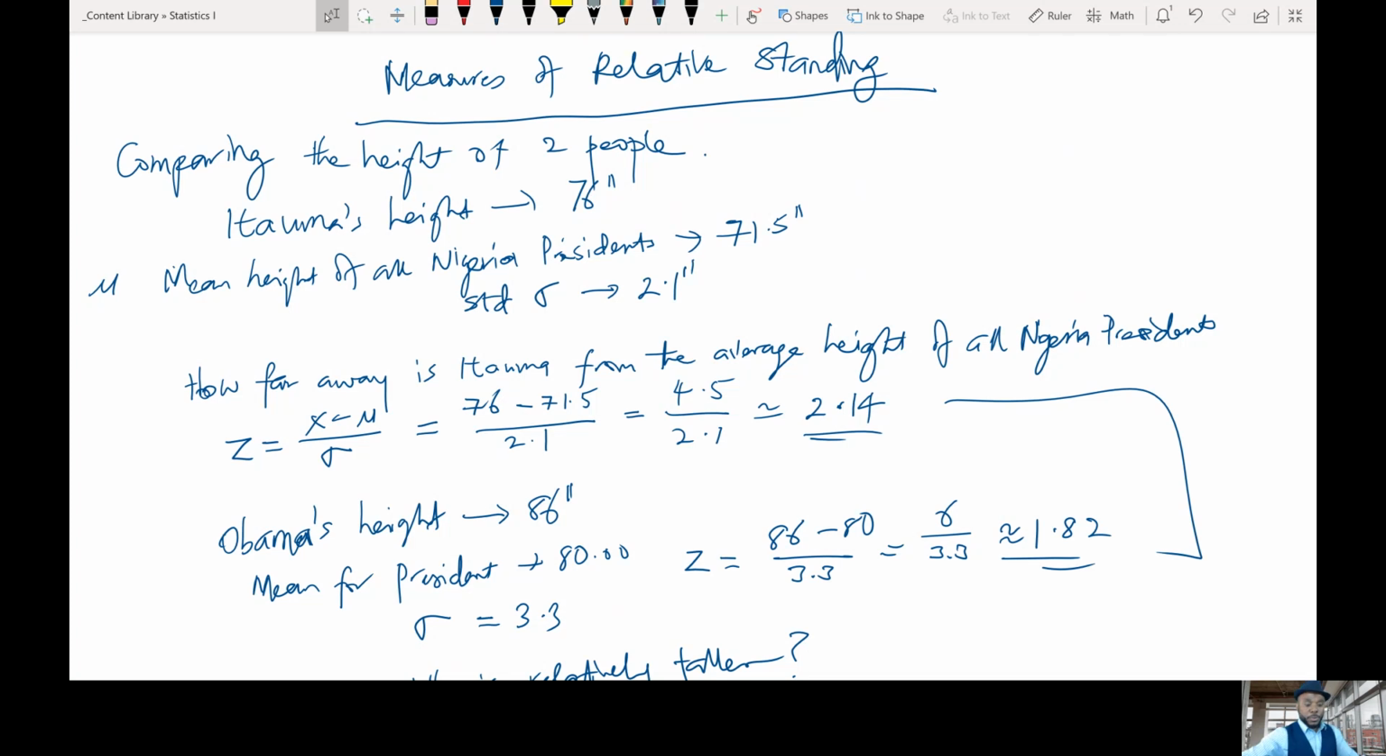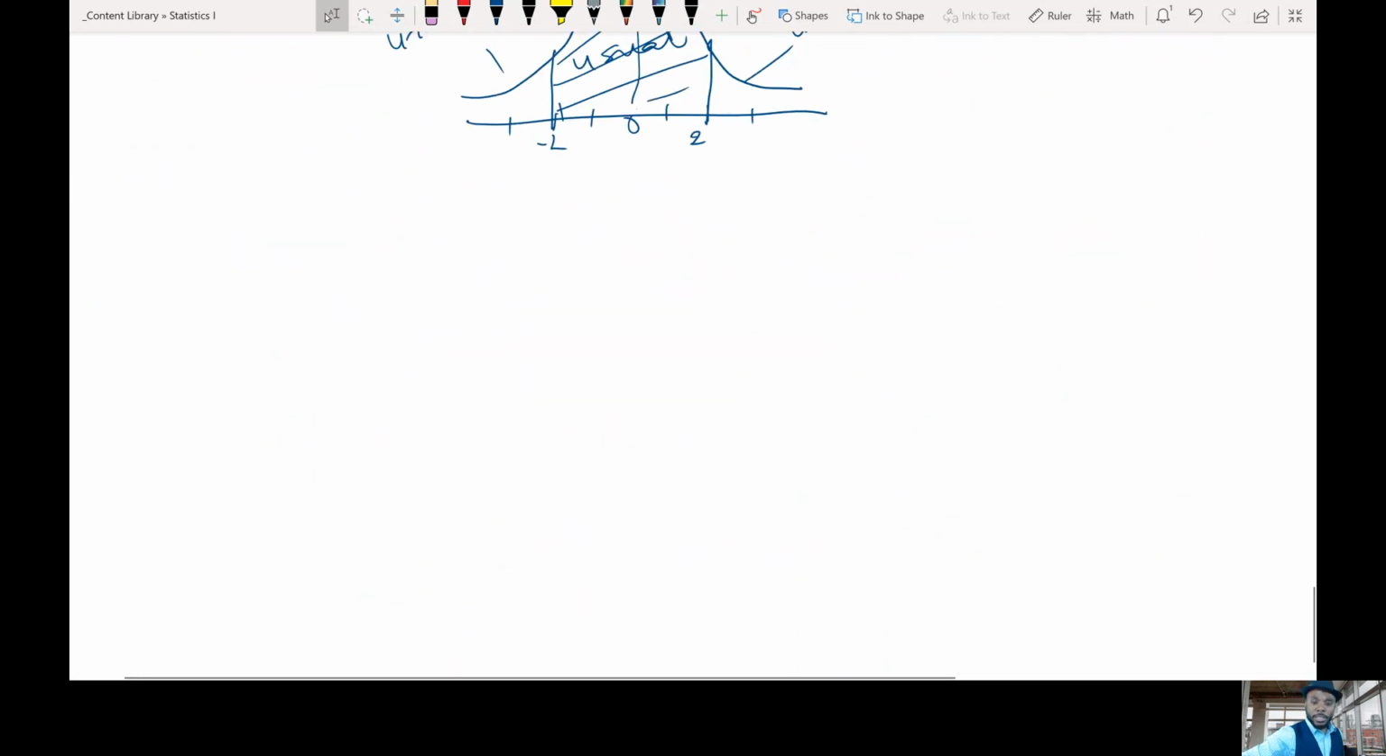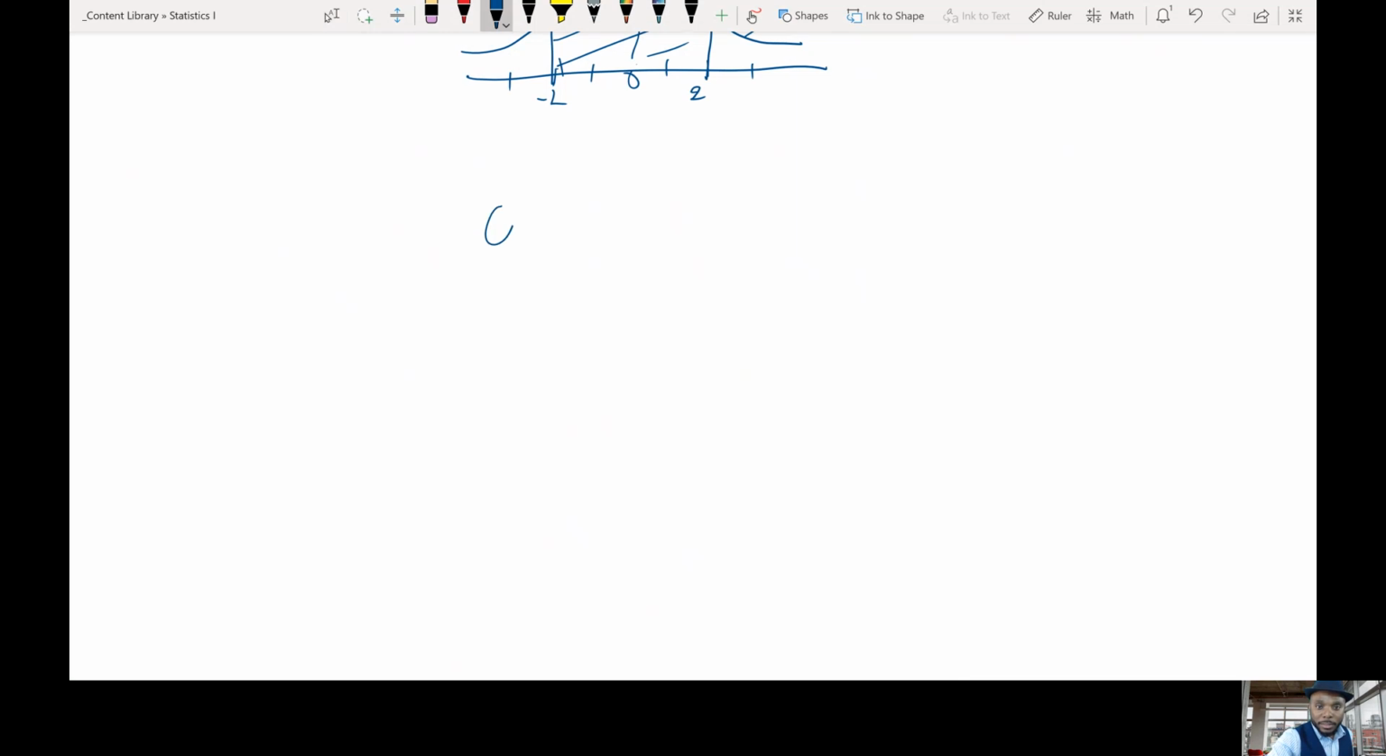Now let's move on to the next topic, quartiles. What are quartiles?